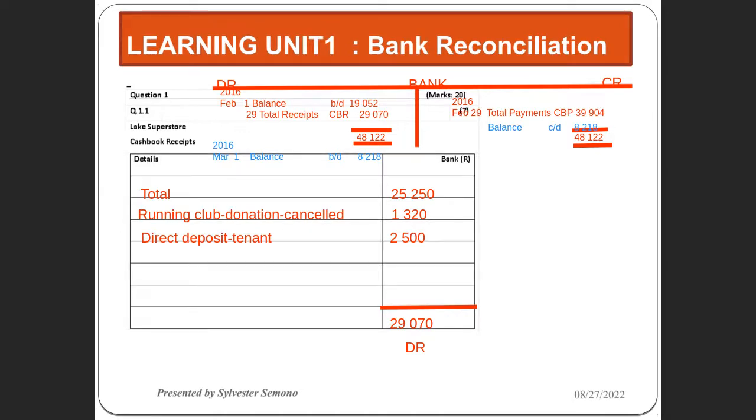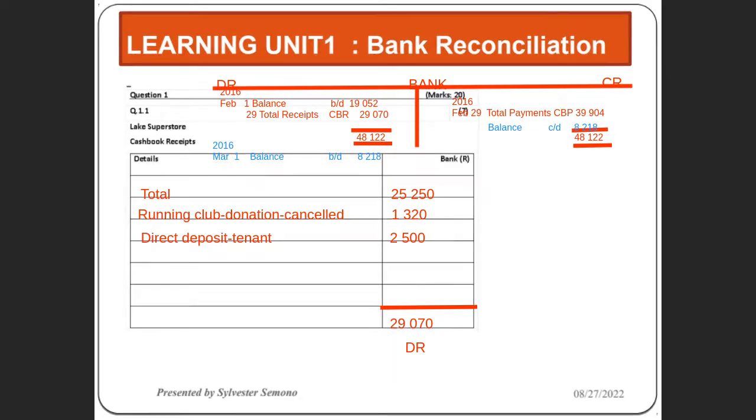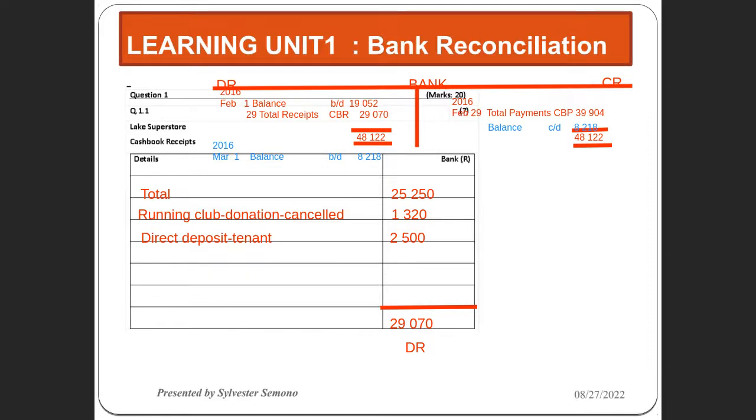So it means we've got a favorable balance of 8,218 at the end, because the balance brought down at the end is on the debit side. Are you okay so far? So all this information is going to be needed at a later stage. So now it's time for us to look at the bank reconciliation statement. Now, if you remember when we talked about the bank reconciliation statement, we said the first thing that we need to record under the bank reconciliation statement.